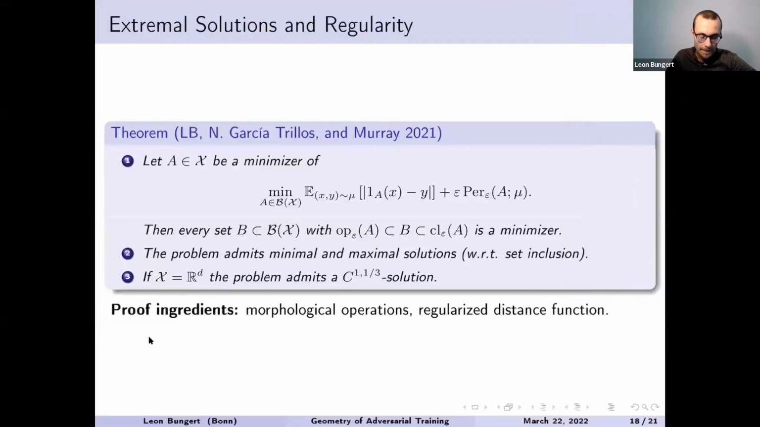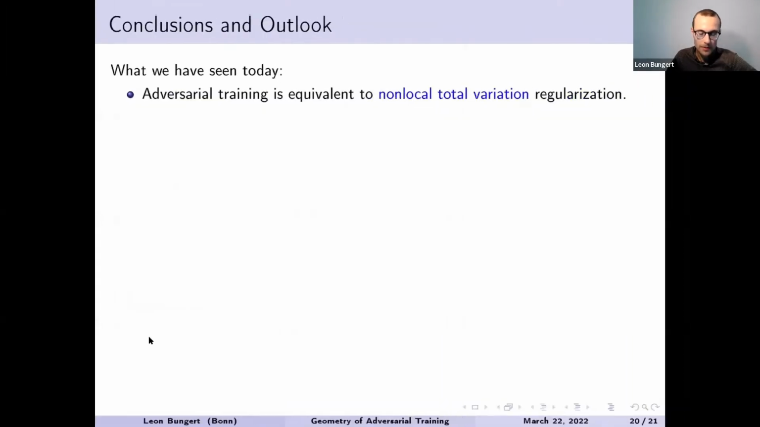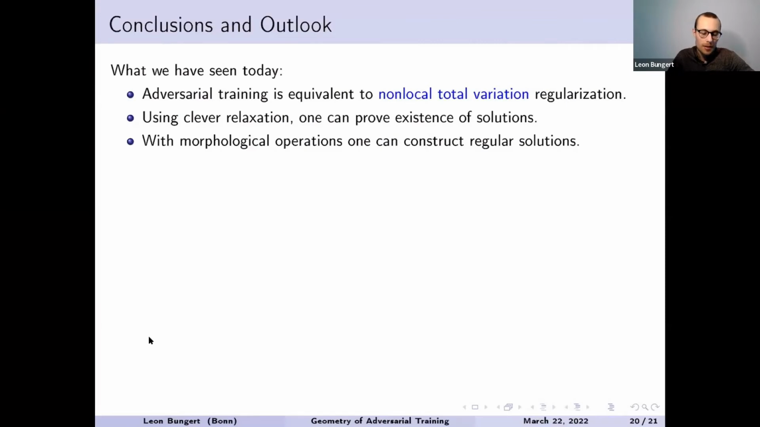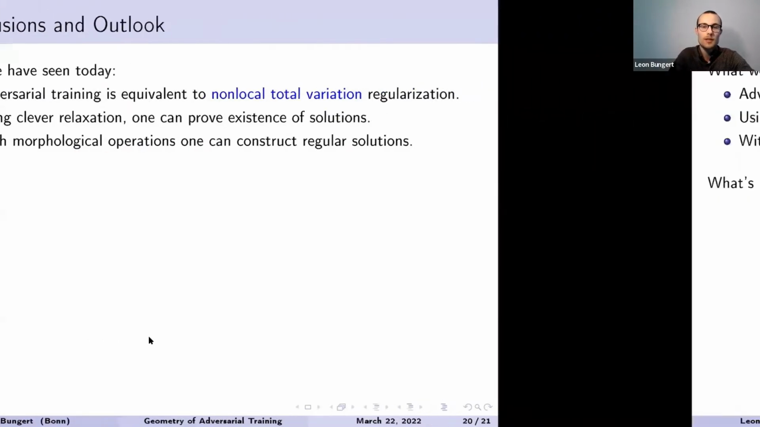Right. So let me now go to the conclusions of this talk. The first thing is that we saw that adversarial training is equivalent to a non-local total variation regularization. So this is the right model. And then we've also seen that using a clever relaxation to a functional analytic framework, one can prove existence of solutions, which is also the first time that this has been done. And regularity issues are studied using morphological operations, where you blow up sets or you shrink them and you see how the functional behaves under these operations.